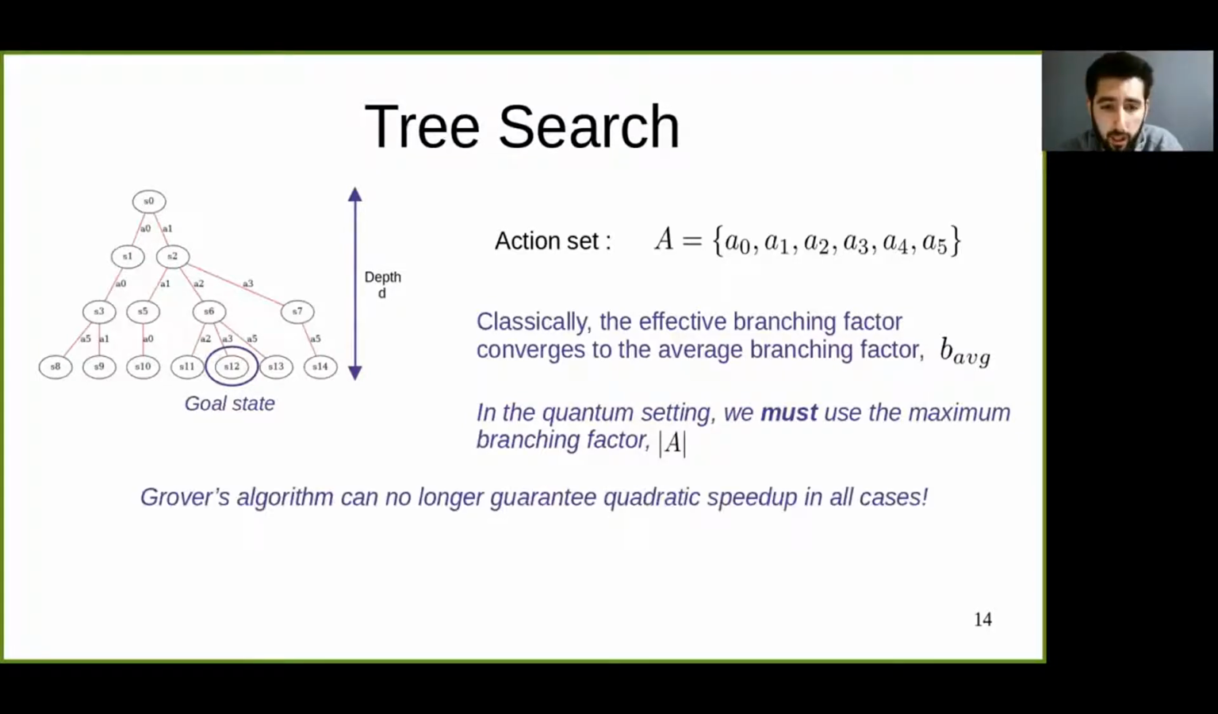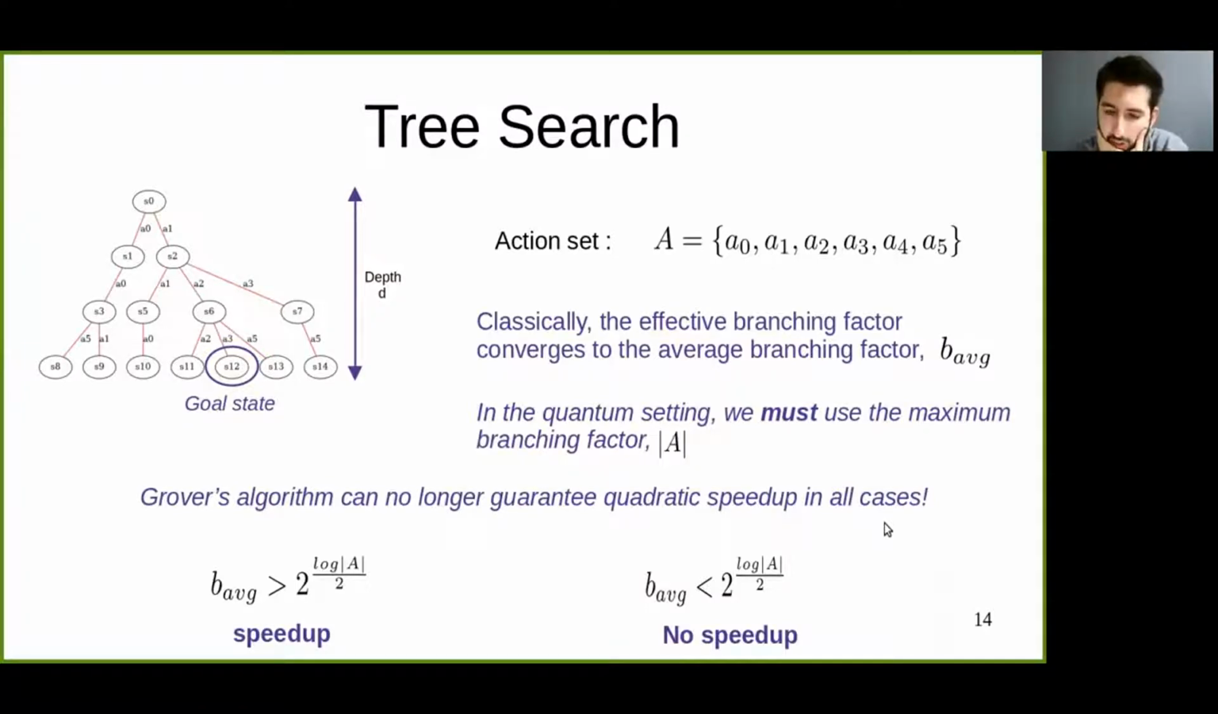And it turns out that Grover's algorithm can no longer guarantee a quadratic speedup in all cases. Specifically, when the average branching factor is greater than half of the number of superposition terms, then Grover's algorithm provides a speedup, and in the opposite direction, Grover's algorithm can no longer provide a speedup.